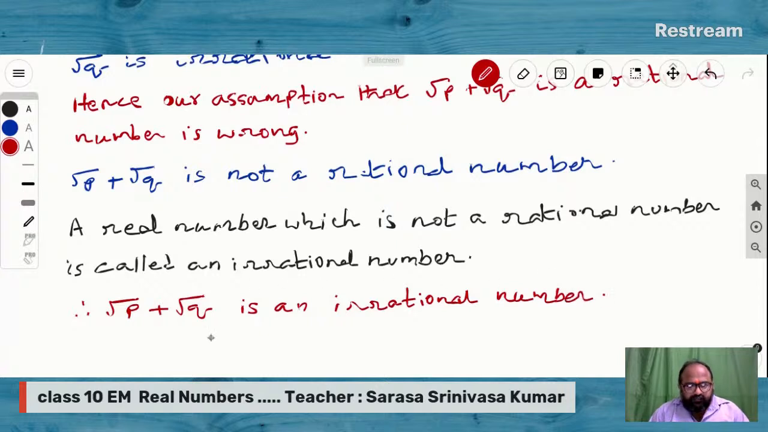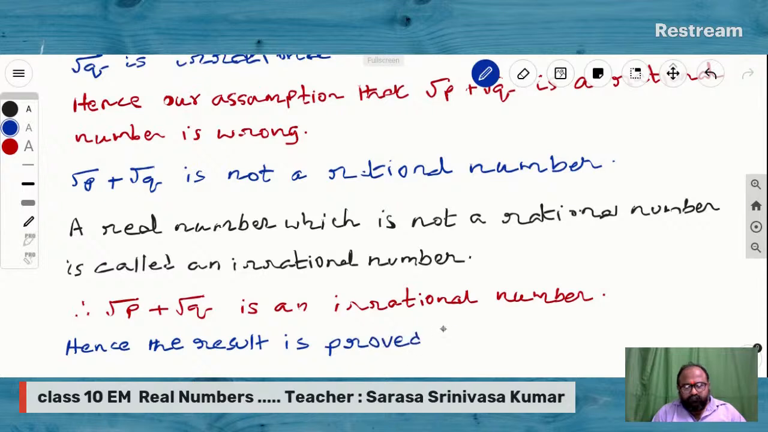So, hence the result is proved. Hence, the result is proved by contradiction method.